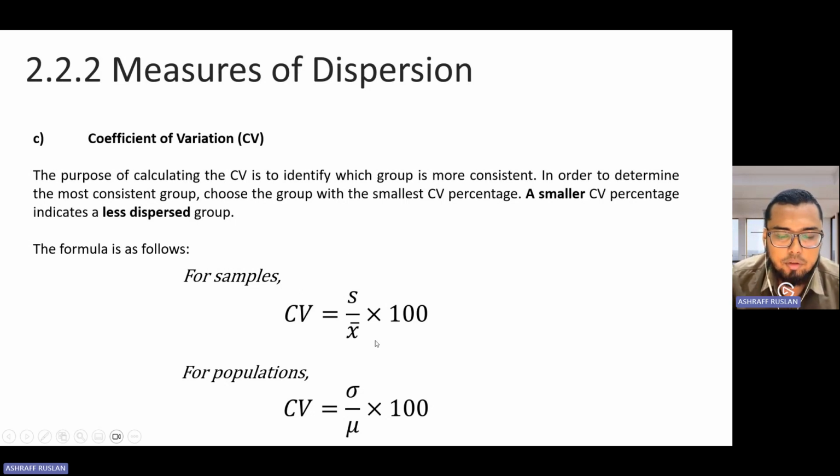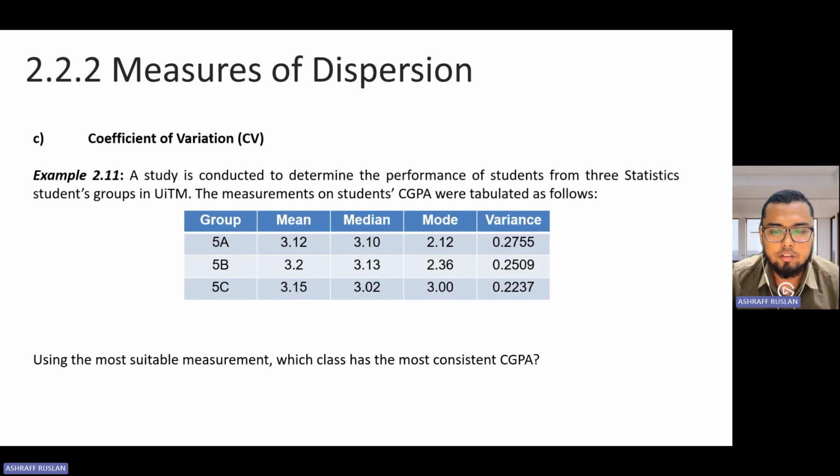So here formulanya senang saja. Sample standard deviation divided by mean of sample, ataupun standard deviation of the population divided by mean of the population times 100. Okay, kalau dalam example ni kita tengok ni senang. Dia dah tolong calculate mean, median, mode. Kita just gunakan sahaja formula CV tadi.